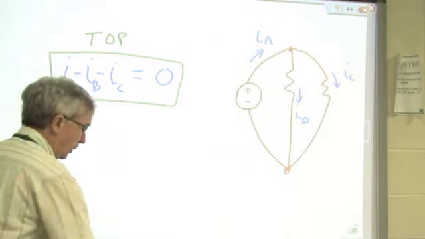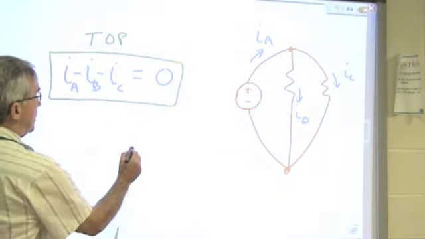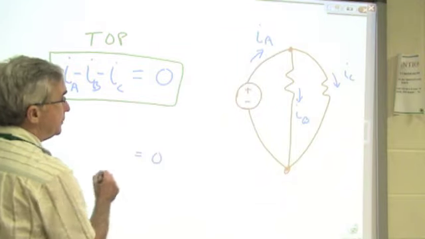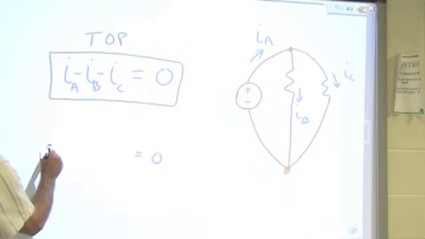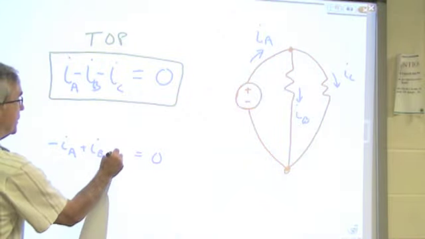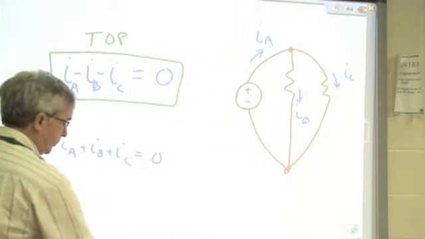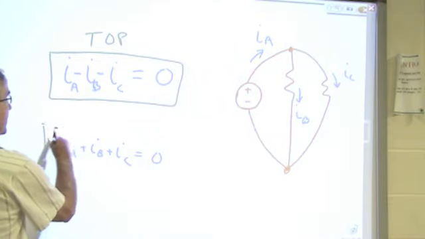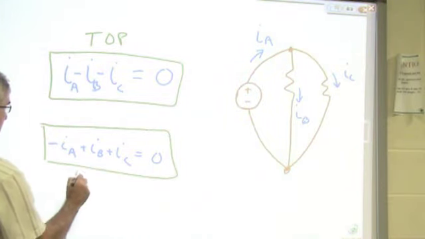The bottom node, what do we have? Put down my equal sign, you have a 0. I sub A is flowing out of that node. I sub B and I sub C are flowing in. And this is the equation that we would have from KCL at the bottom node.